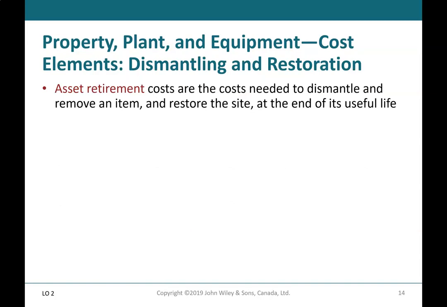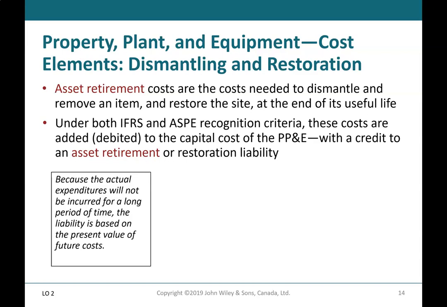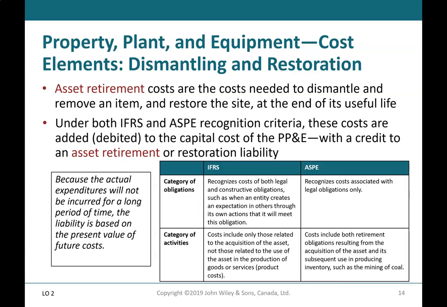Property, plant, and equipment cost elements: dismantling and restoration. Asset retirement costs are the costs needed to dismantle and remove an item and restore the site at the end of its useful life. Under both IFRS and ASPE recognition criteria, these costs are added, debited, to the capital cost of the property, plant, and equipment, with a credit to an asset retirement or restoration liability. Because the actual expenditures will not be incurred for a long period of time, the liability is based on the present value of future costs.